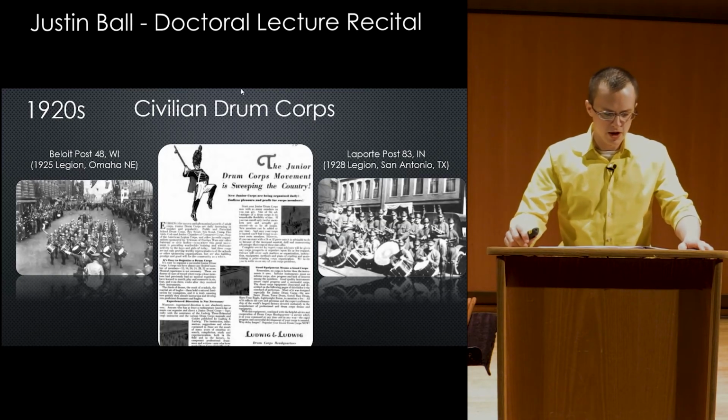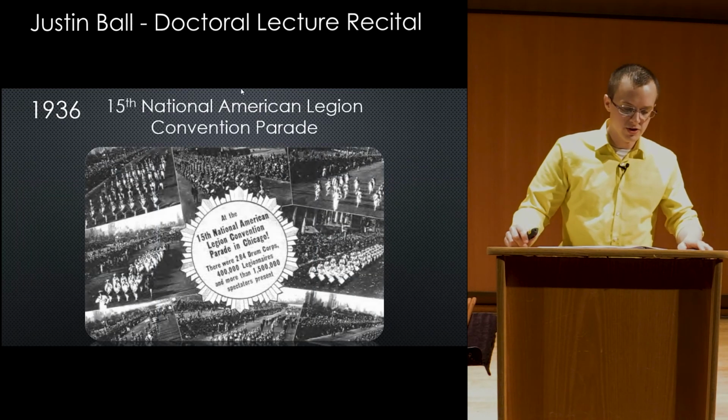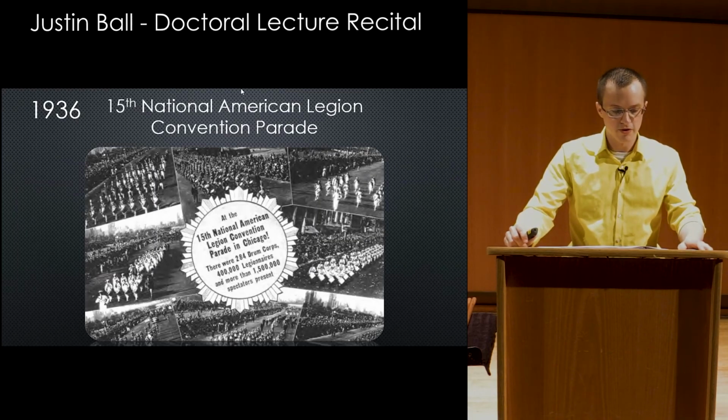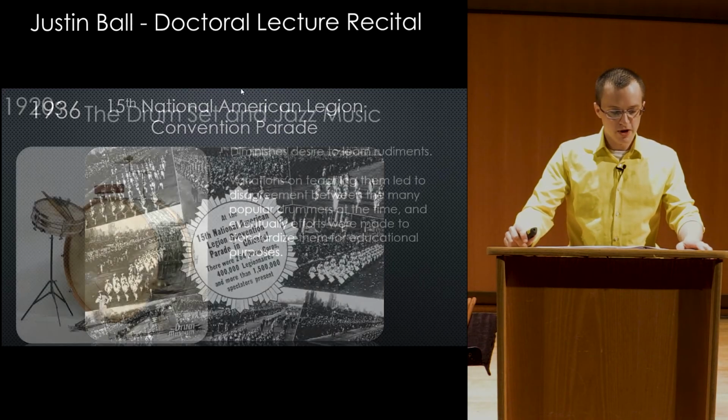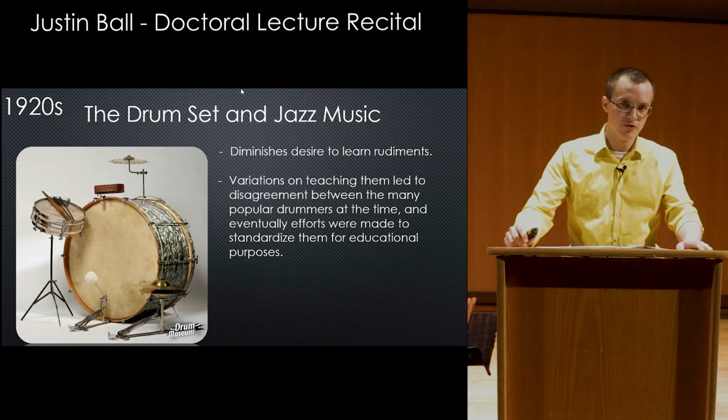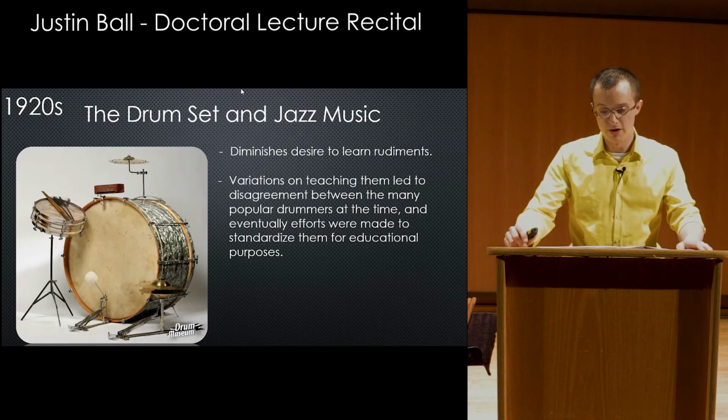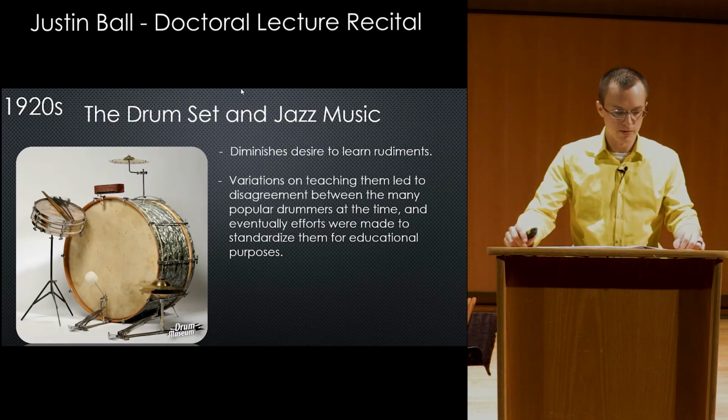To put this popularity in perspective, in 1936, the 15th National American Legion Convention Parade in Chicago featured 284 drum corps, 400,000 legionnaires, and more than 1.5 million spectators. Throughout the 1920s, the emergence of the drum set and jazz diminished the desire to learn rudiments as a formality. Variations on teaching them led to disagreement between many popular drummers at the time, and eventually efforts were made to standardize them for educational purposes.